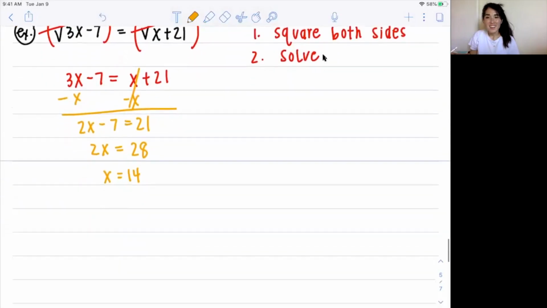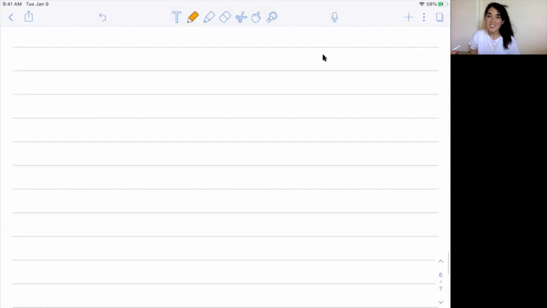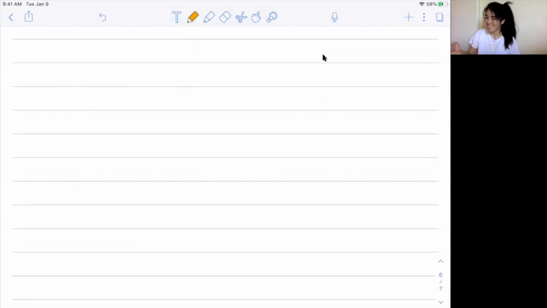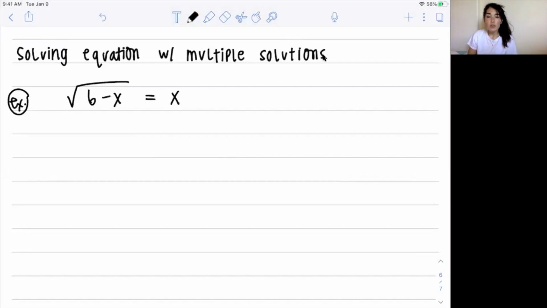All right, now last example. You guys are really going to enjoy this last example, I promise. So if anything, I would say write this one down so again, you have the knowledge of how to do it. We also have the vocab that goes with this problem. Square root of 6 minus x is equal to x.